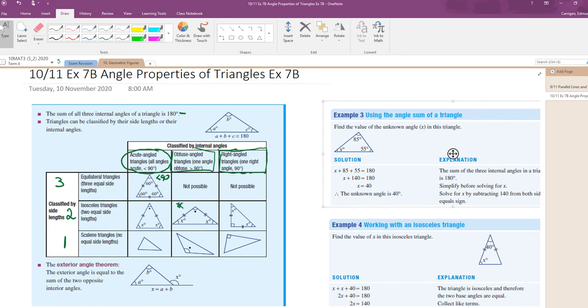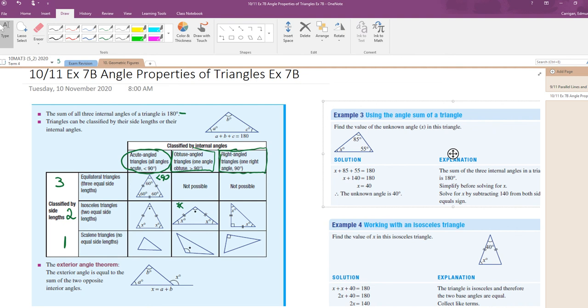We cannot have anything but an acute angled equilateral, because with equilateral they all have to be equal to 60. So an equilateral triangle is an acute angled triangle. Scalenes can be anything, because all it means is that the sides aren't the same length. So we can have acute ones, obtuse ones, or right angled ones.